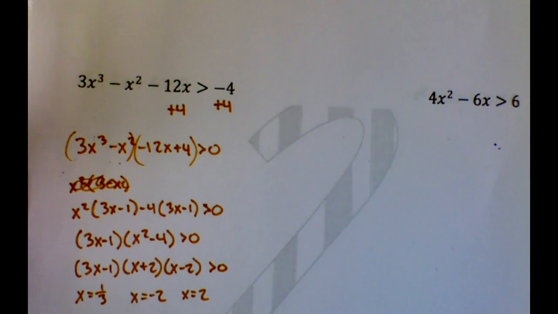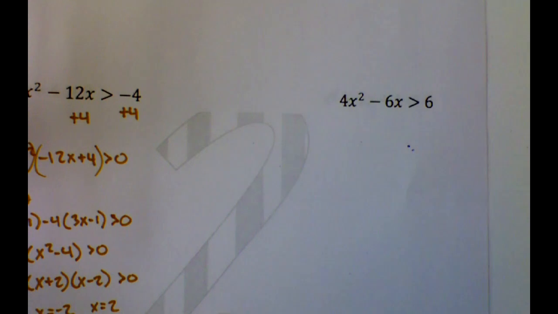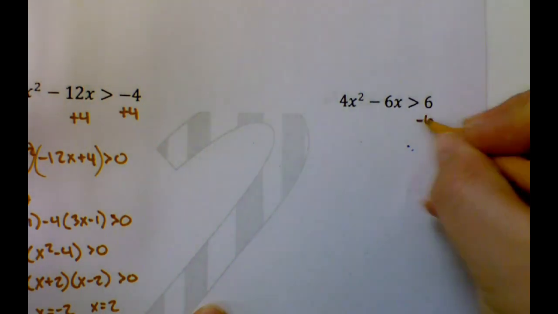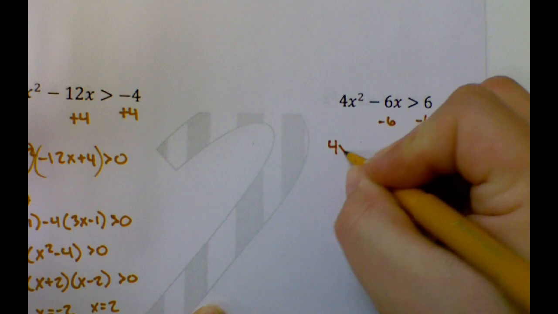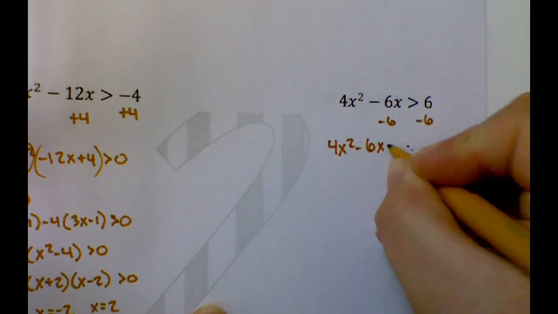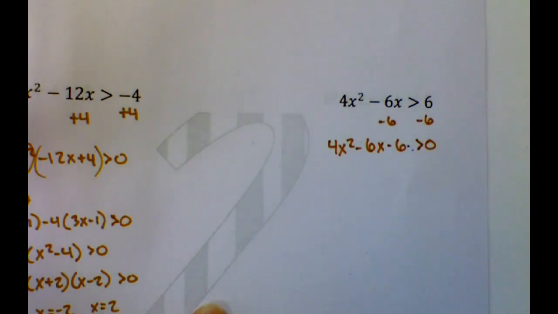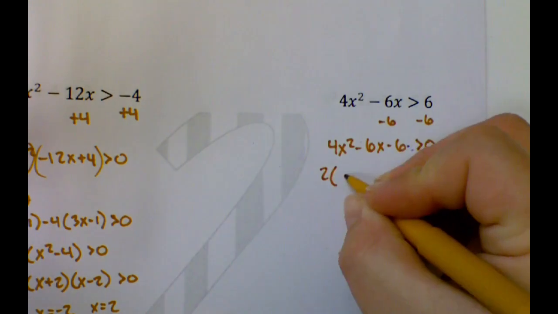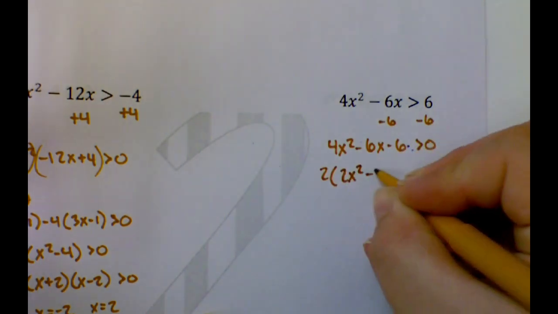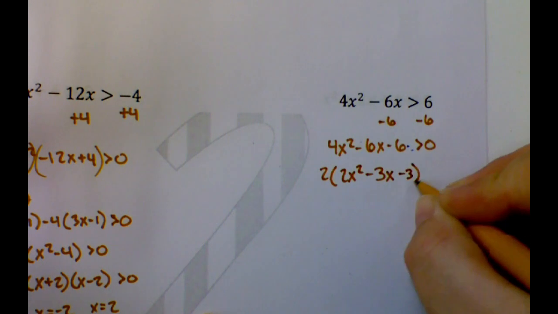The next one has the same trick. I need to get one side to be 0 first. So I'm going to subtract the 6 over. I have 4x squared minus 6x minus 6 is greater than 0. I'm going to take out a GCF of 2, leaving me 2x squared minus 3x minus 3.